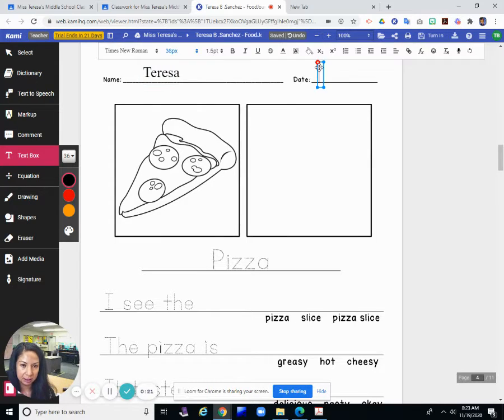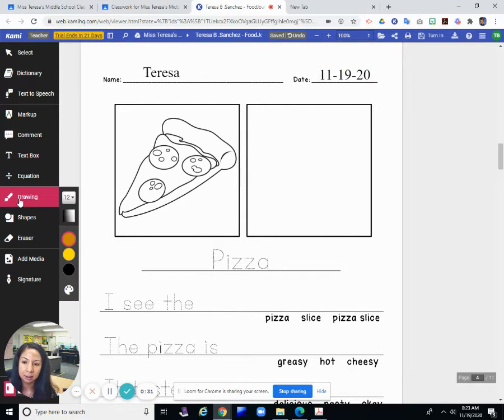My first name and the date. So today is Thursday, November 19, 2020. So that's 11/19/20. Okay, and now I will trace my sentences, and the title of my page is pizza.